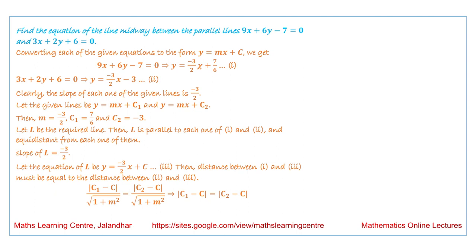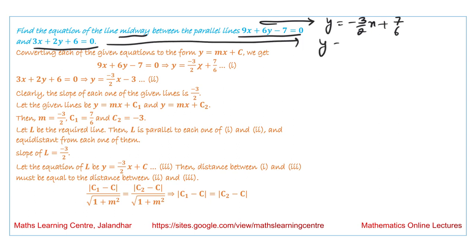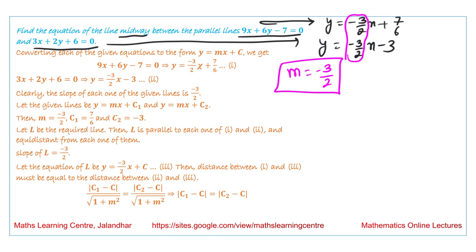Next is find the equation of the line midway between these two parallel lines. So first of all we write both these equations in the slope intercept form. It is y is equal to minus 3 by 2x plus 7 by 6. Second equation, y is equal to minus 3 by 2x minus 3. So the slope of both these lines, m, is equal to minus 3 by 2. And this will be the slope of the line which will be parallel to both these lines.